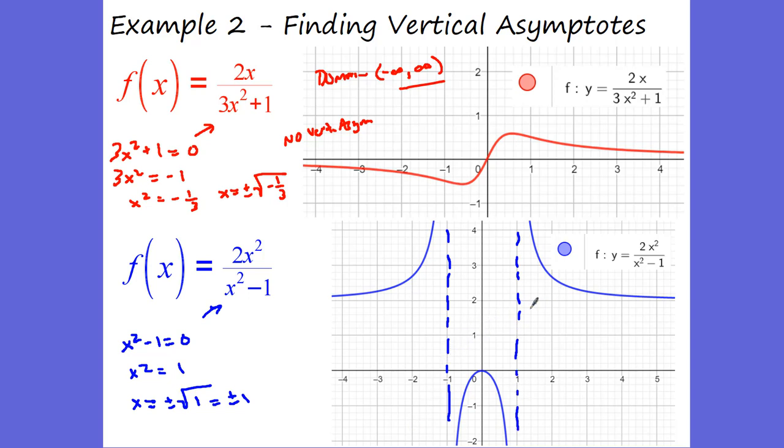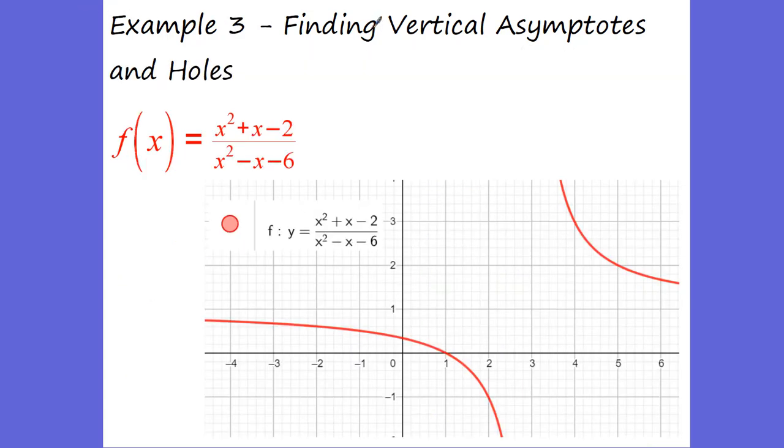Yay! We found our vertical asymptotes, which means what is our domain? Our domain goes from negative infinity all the way to negative 1, from negative 1 all the way to 1, from 1 all the way to infinity. So all real numbers except for negative 1 and positive 1. And so that is how to find vertical asymptotes. How do we find vertical asymptotes? We set the denominator equal to 0.